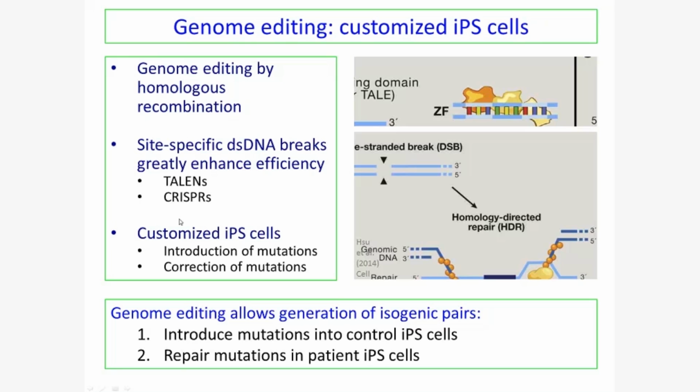And by using this approach, we can now introduce specific mutations into iPS cells or correct mutations. So therefore, genome editing allows us to generate isogenic pairs where mutations can be introduced into control cells or disease-associated mutations can be repaired in cells from individuals with specific disorders.